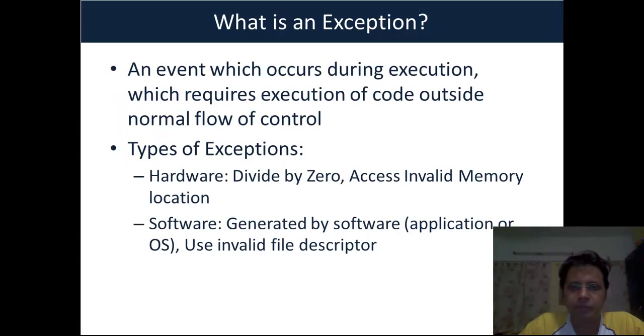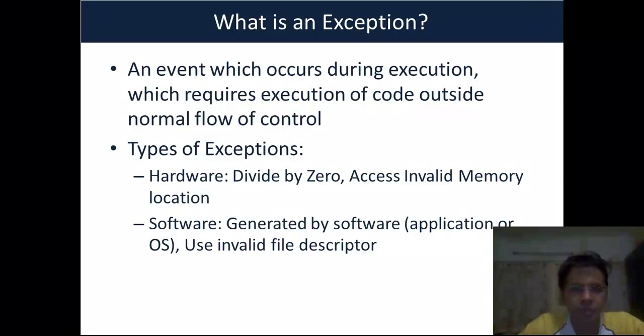So let's begin. So what is an exception? Well, very simply put, it's an event which occurs during the execution of a process, and this requires execution of some outside code which is not in the normal flow of control. What do we mean by that? Well, think about it. If your program has an error, then typically what you would do as a programmer is catch that error or catch that exception and then probably try and see if you can do some sort of error control, right? So typical exceptions, there are two types.